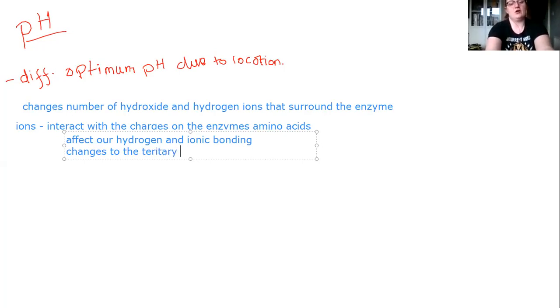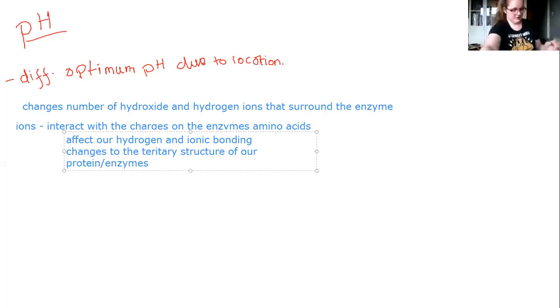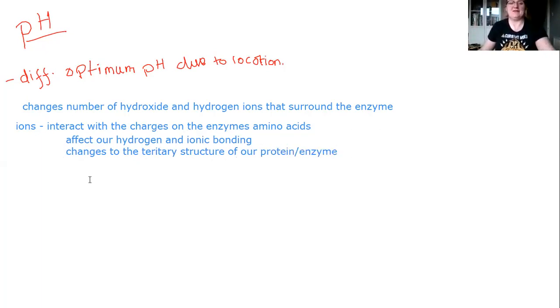Tertiary structure of our protein, which in this case, the specific protein we're talking about, is an enzyme. So that will change shape, which will mean our active site will change shape, which basically means it will denature. pH too acidic, it's going to denature. pH too alkali is going to denature, and it's because of the amount of hydrogen and hydroxide ions around the outside. It's just going to affect those hydrogen and ionic bonds that are taking place in the enzyme.